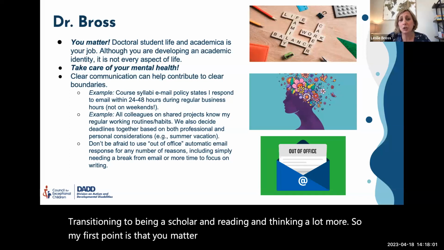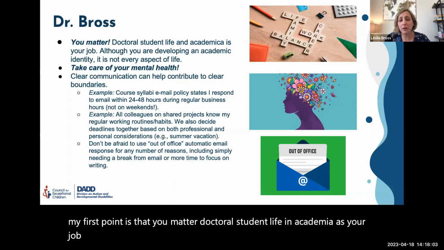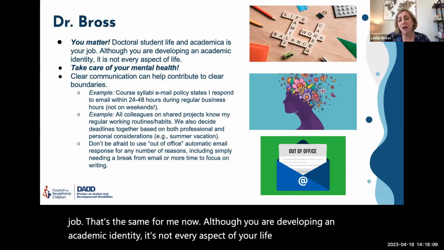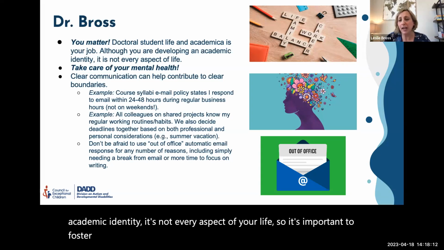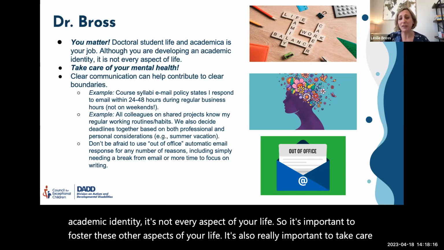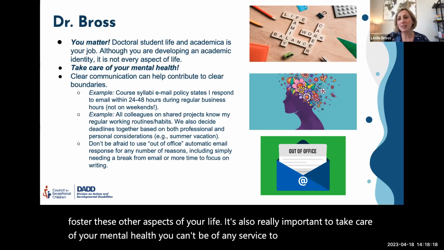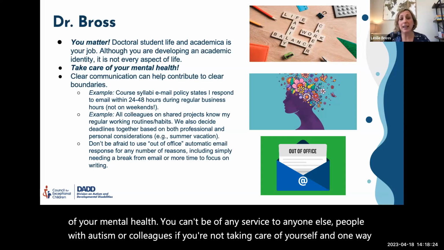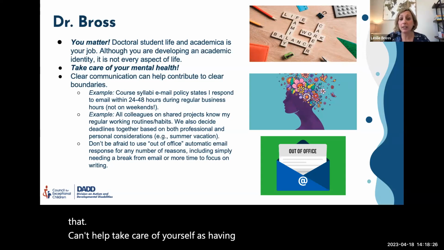Doctoral student life and academia is your job. That's the same for me now. Although you are developing an academic identity, it's not every aspect of your life. So it's important to foster these other aspects of your life. It's also really important to take care of your mental health. You can't be of any service to anyone else, people with autism or colleagues, if you're not taking care of yourself. And one way that can help take care of yourself is having clear communication and clear boundaries.